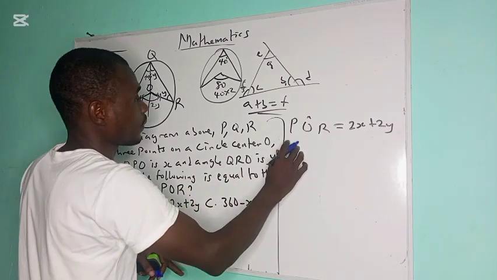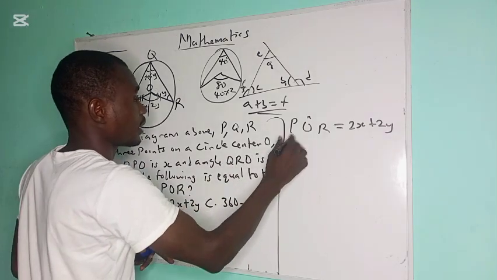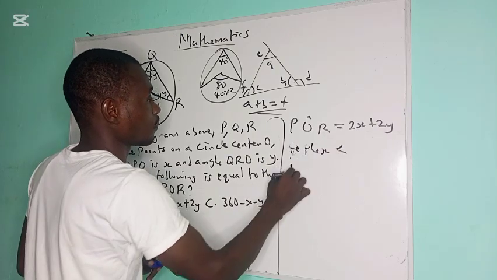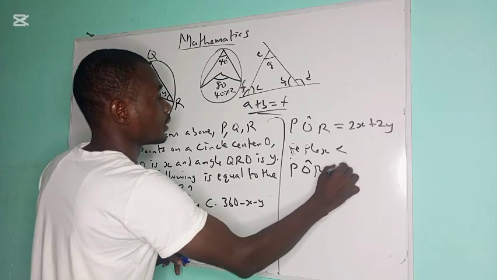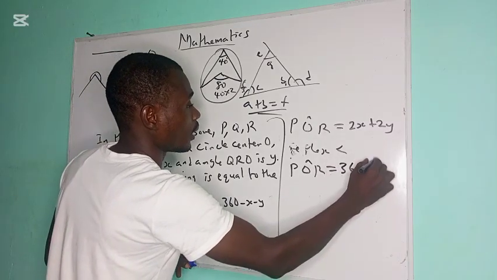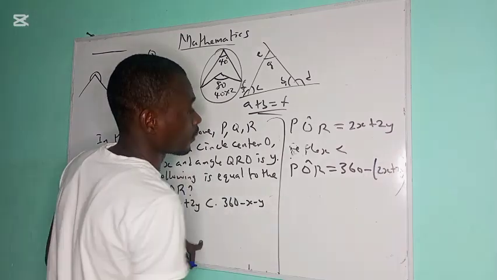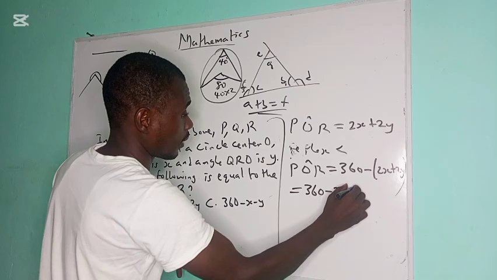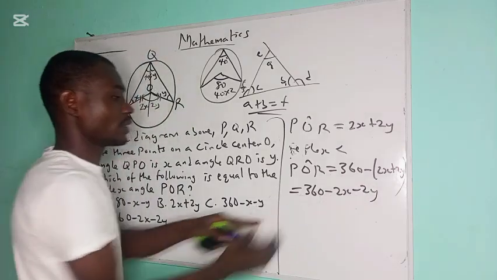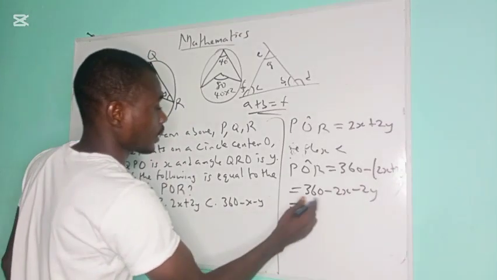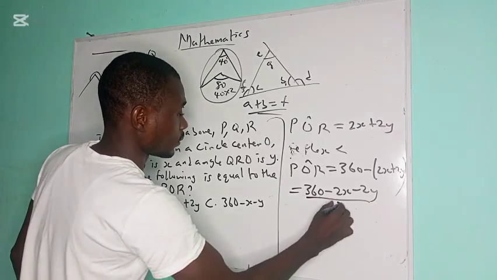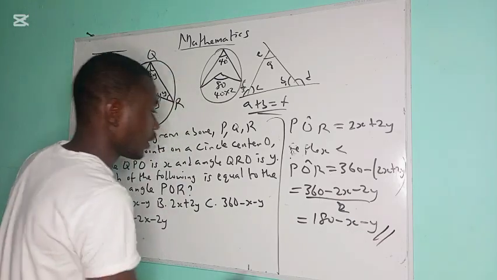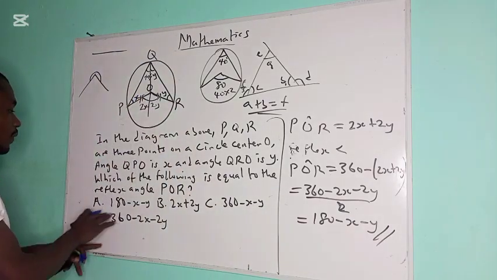We know that the angle at a point at the center is 360 degrees. So the reflex angle POR will be 360 degrees minus (2x plus 2y), which is 360 minus 2x minus 2y. If you divide both sides by 2, that gives you 180 minus x minus y, and that will be the reflex angle.